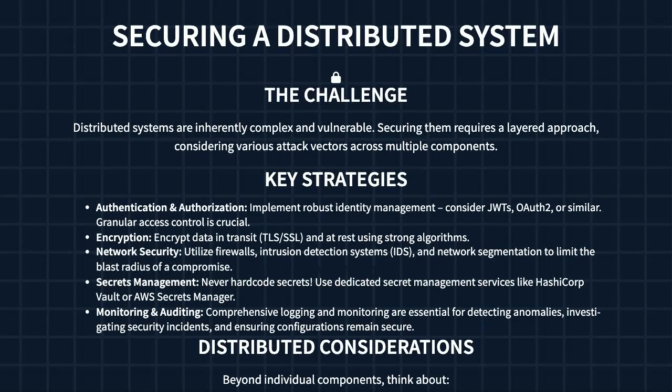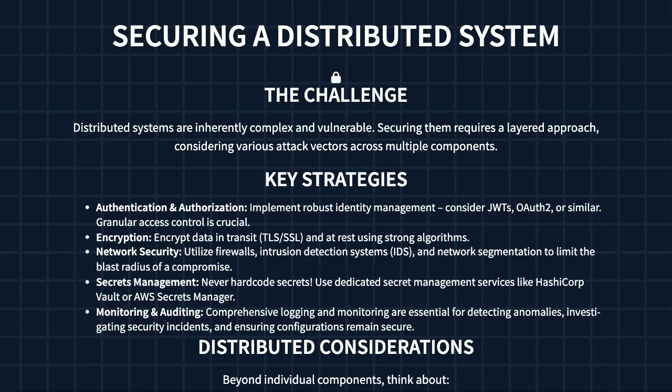Okay, let's talk about securing a distributed system. It's a big one. Distributed systems are complex beasts, and they present unique security challenges. The key is to think in layers. First, we need solid authentication, making sure everyone who connects is really who they say they are, using things like JWT or OAuth. Then, encrypt everything you can, both when data's moving around (TLS) and when it's sitting still.